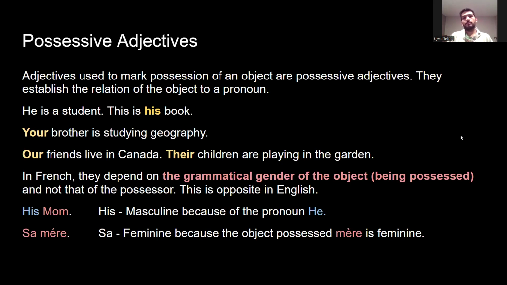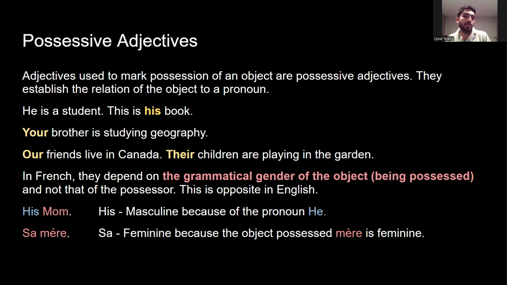So, in general, adjectives used to mark the possession of an object are possessive adjectives. Okay? They establish the relationship between an object and a pronoun. So, for example, he is a student. This is his book. Okay? So, we have established that the book belongs to him, right?